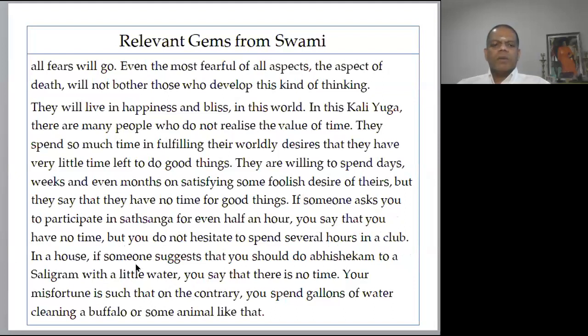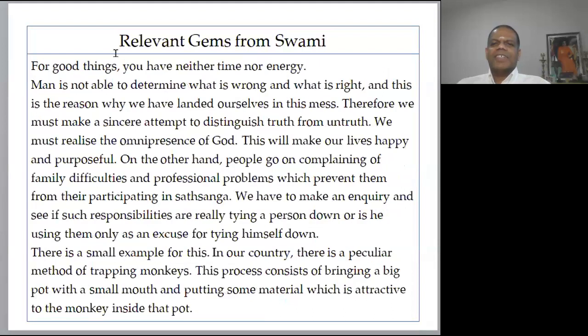In a house, if someone suggests that you should do abhishekam to a saligram with a little water, you say that there's no time. Your misfortune is such that, on the contrary, you spend gallons of water cleaning a buffalo or some animal like that. The buffalo can be ourselves also. For good things, you have neither time nor energy.